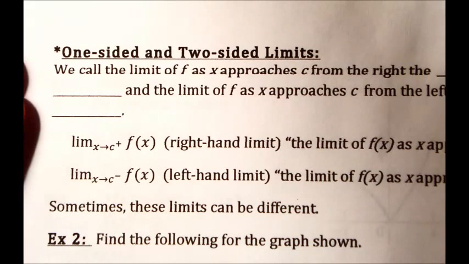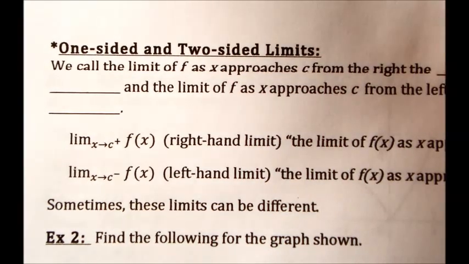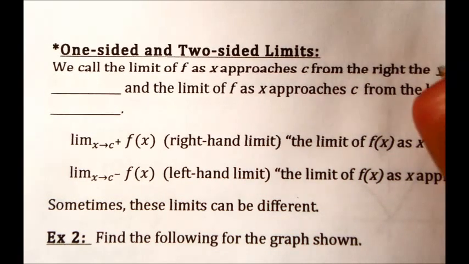Okay, there is another topic here, one-sided and two-sided limits. So we call the limit of f of x as x approaches c from the right, well, what do you suppose we call it? The right-hand side limit. Okay, so we have the right-hand limit, the left-hand limit.